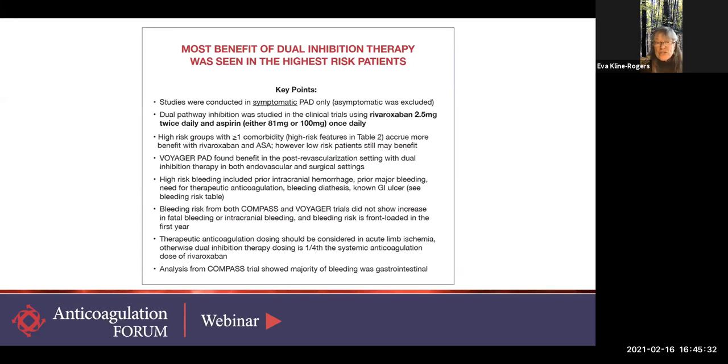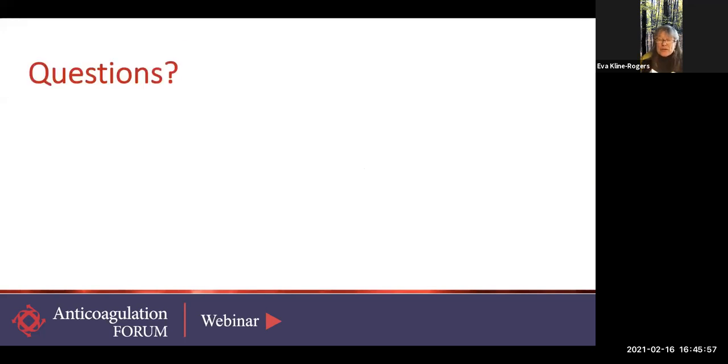Therapeutic anticoagulation dosing should be considered in acute limb ischemia. Otherwise, dual inhibition therapy dosing is 1/4 the systemic anticoagulation dose of rivaroxaban. And I think Bishoy pointed that out as well. So the analysis from the COMPASS trial showed the majority of bleeding was gastrointestinal. And I think that concludes the presentations.